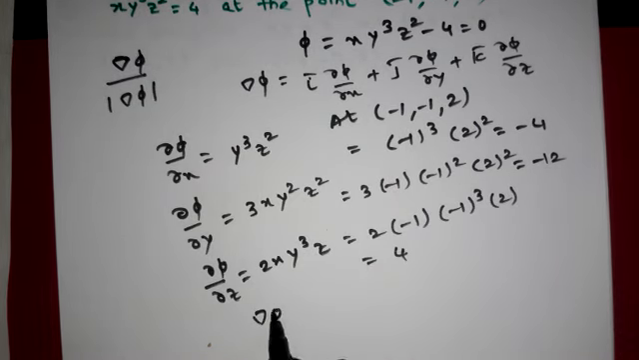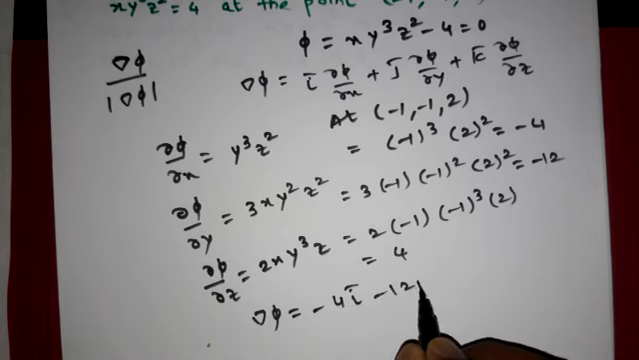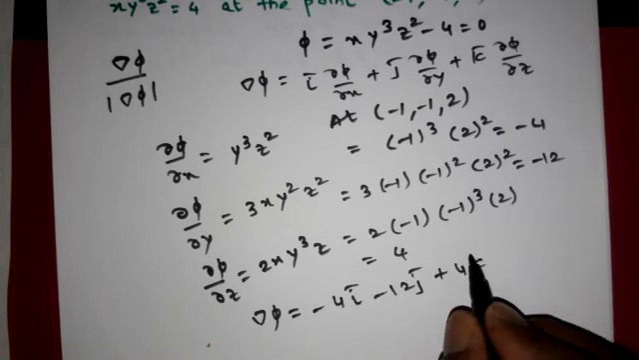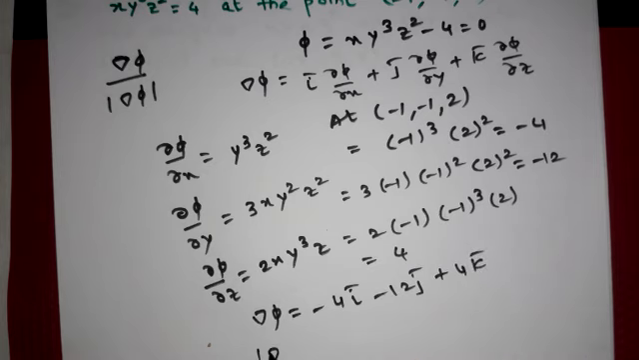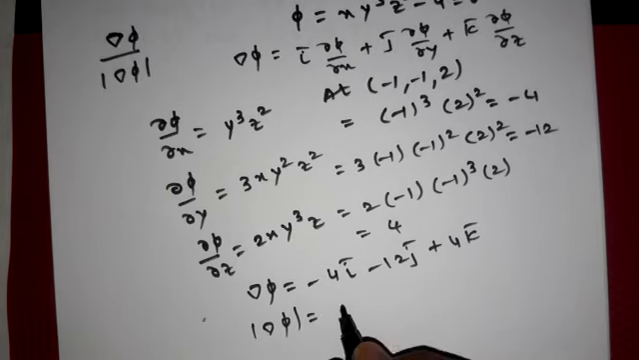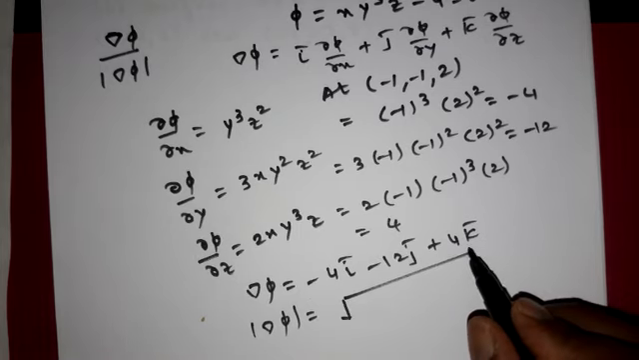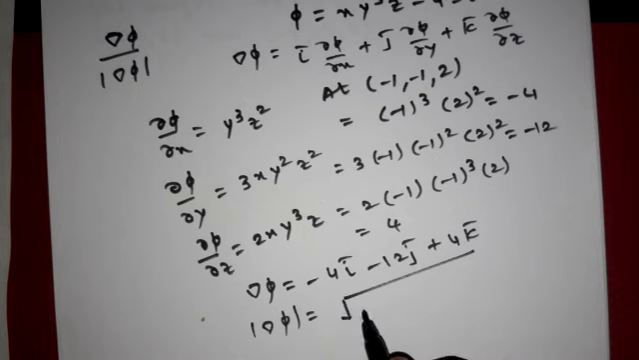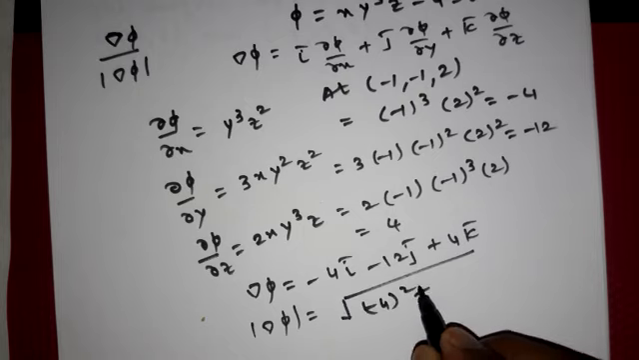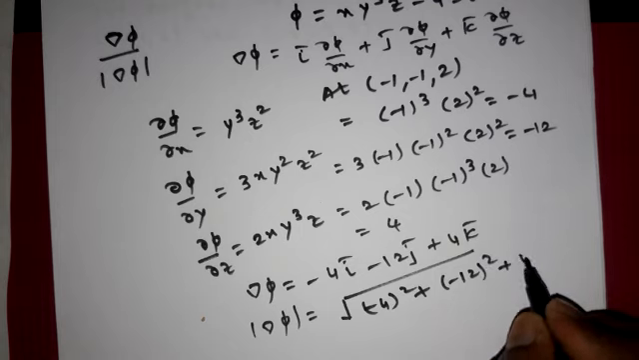So my del phi, that is the gradient, grad phi, it is not the directional derivative, it is grad phi. Grad phi is equal to minus 4 i bar minus 12 j bar plus 4 k bar. Correct? Now mod of del phi, because I have to find unit normal, so modulus I require. Mod of del phi is under root of, do you remember the formula? Under root of a1 square plus a2 square plus a3 square. So here (−4) square plus (−12) square plus 4 square.